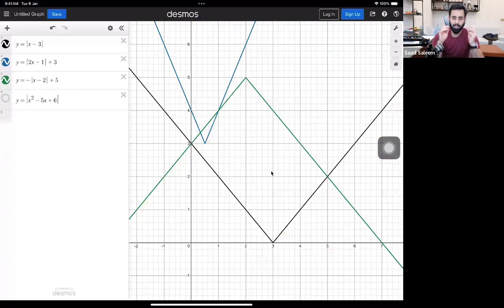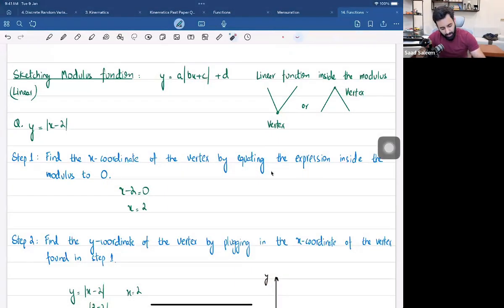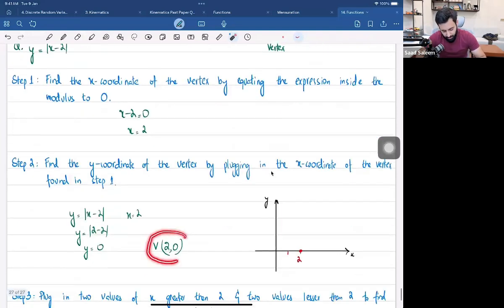Our job is to find 3 things. Number 1, find the coordinates of the vertex, find a few points on the line that's on the right side of the vertex, find a few points on the line that's going to be on the other side or on the left-hand side of the vertex, okay? So here's what we do. How do we find out the coordinates of the vertex? Whatever is inside the modulus, you equate that to 0. So we get x equals to 2. You plug that back into the equation to find the y coordinate of the vertex. Now we have a complete point.